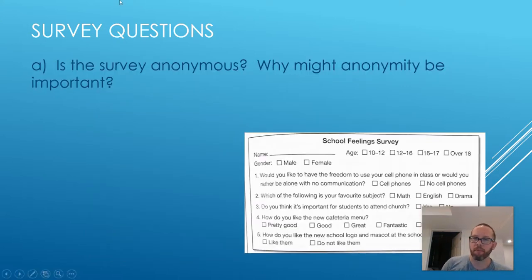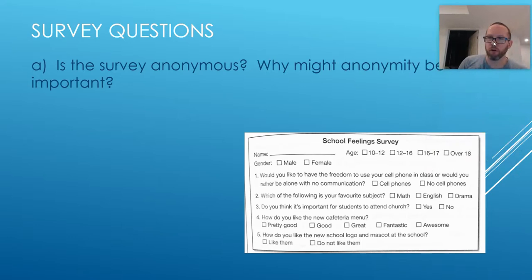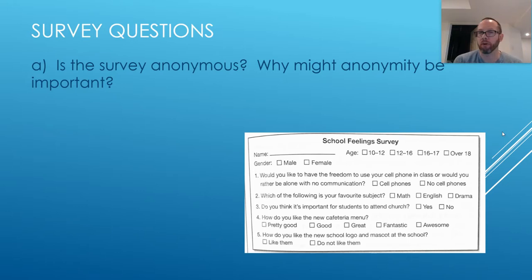So first thing, is the survey anonymous? And why might anonymity be important? Well, the survey is not anonymous. It asks for the person's name. And generally in surveys, anonymity might be important because surveys might be collecting personal information.